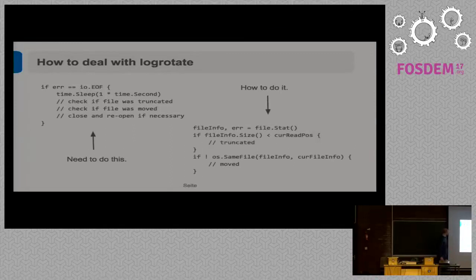How do you do these things? It's actually quite simple. There is this stat system call that gives you the size of the file. And with the current size and your current read position, you can know if it was truncated or not. And in order to check if the file was moved, there is a pretty handy function in Go's os package. It's called os.SameFile. And this gives you true if it's the same file and false if it's not the same file. So in Linux, it probably compares inodes, which represent the file uniquely on disk, and on Windows, it does other things, but it works, right?